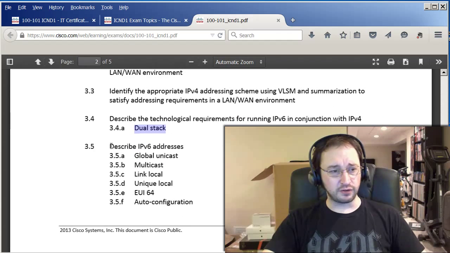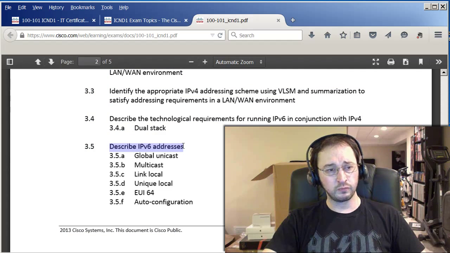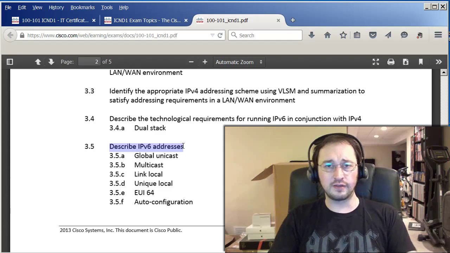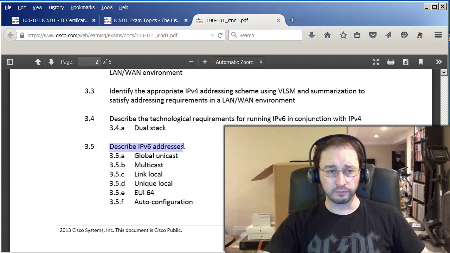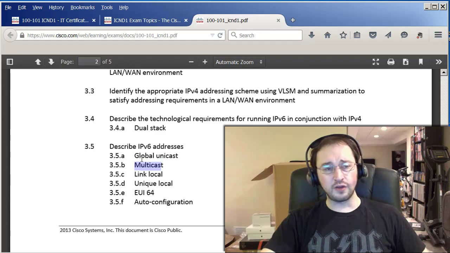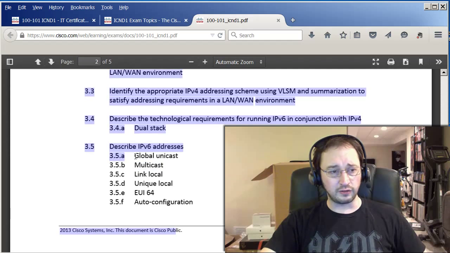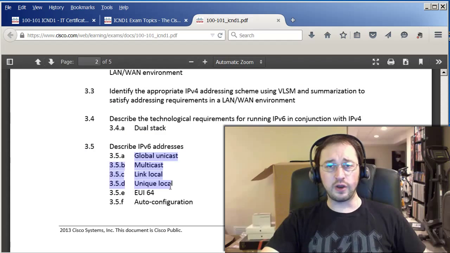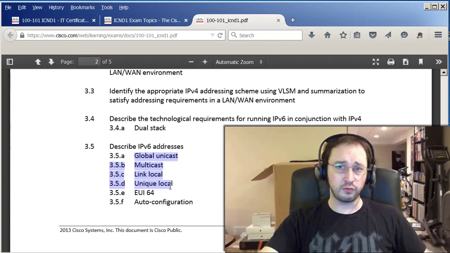And then 3.5, describe IPv6 addresses. This is pretty cut and dry. It's telling you when you read into IPv6, you'll find out there are many, many different kinds of addresses. It's not quite as cut and dry as IPv4. So we've got global unicast, and we've got multicast, link local, unique local, etc., etc. And there's also various different IPv6 address ranges that correlate to these first four. Okay? So I would know the definitions of those, and I would know which IPv6 ranges fit within each category there.